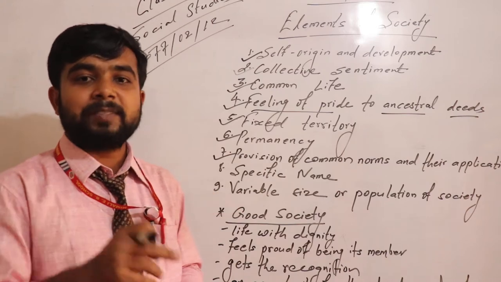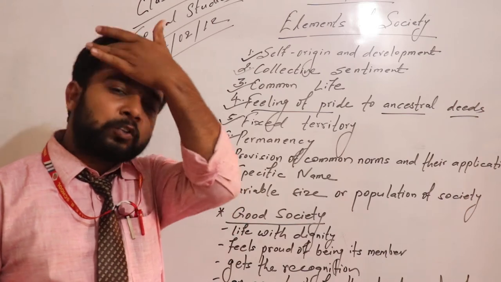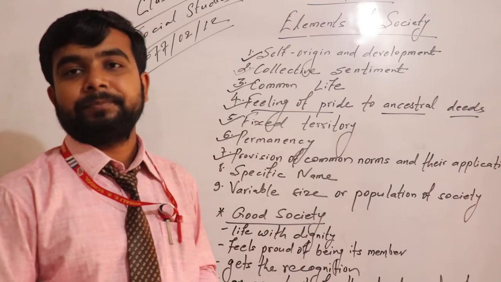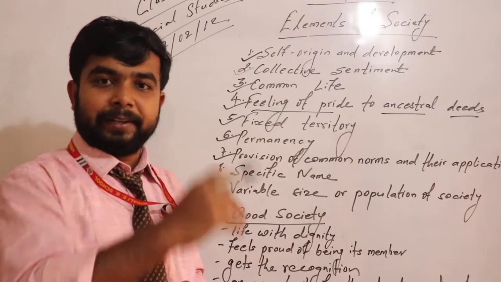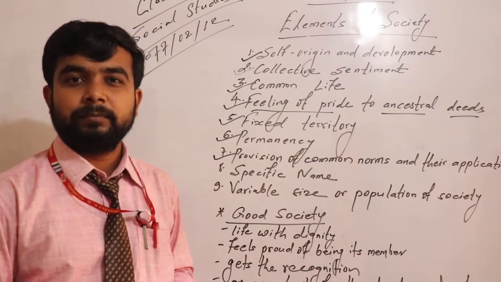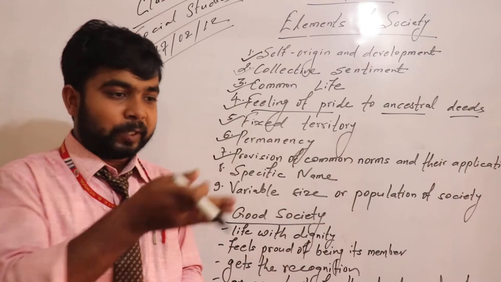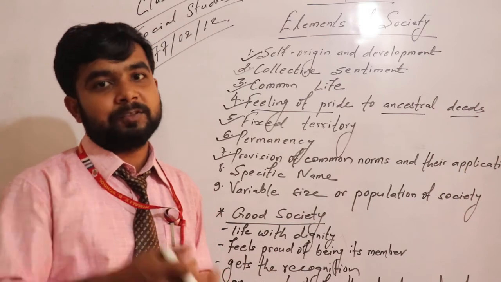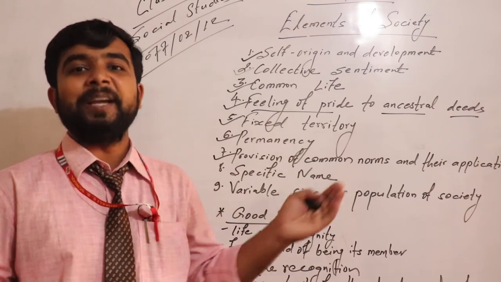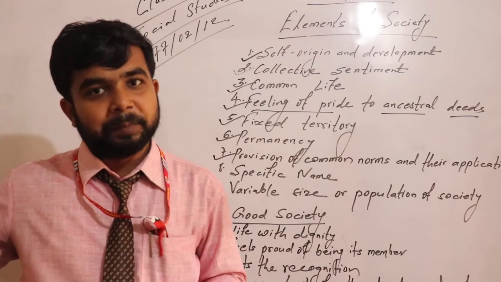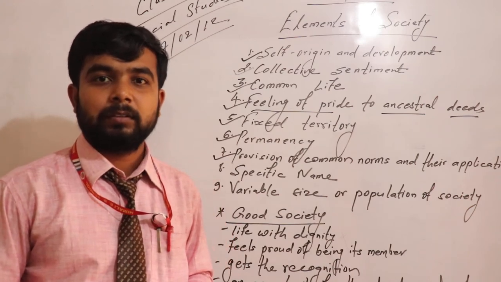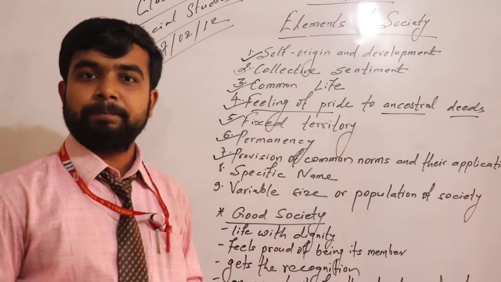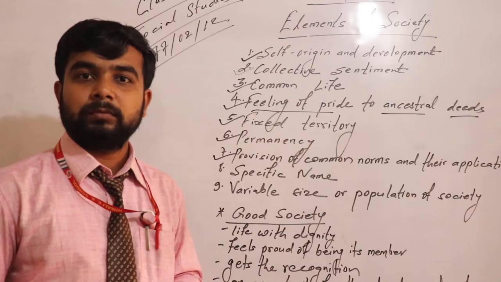Without norms and values, without social rules, without code of conduct, society can't be developed, society can't be ideal. You can take the example. If your school, if your class lacks rules and regulations, what will be the situation in your class? You can observe that. There won't be any difference between a market and your class. There will be a scenario of too much noise, too much disorder.